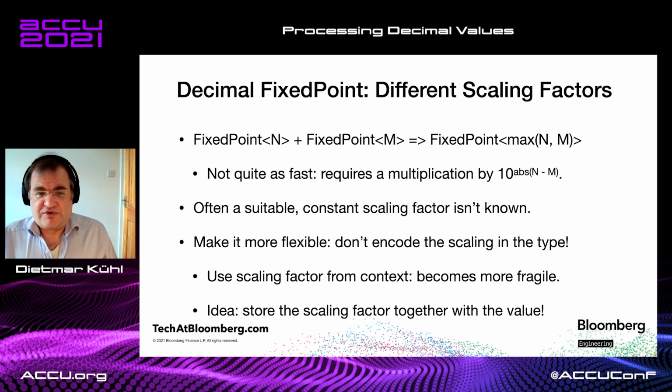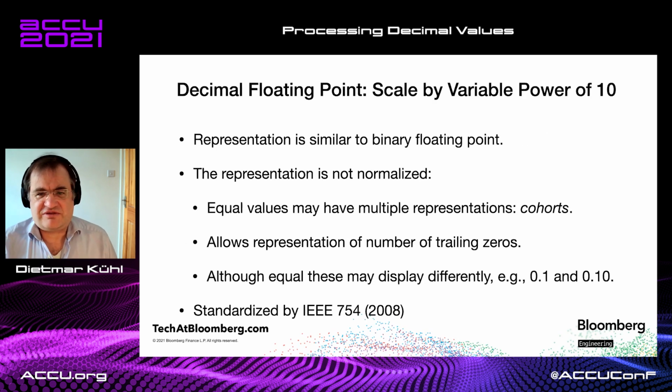So what about the following idea? Well, we take the fixed point thing and we just store the scaling factor in it. That's just a brilliant idea. It should be fine. Well, yes, it has a name. It's called decimal floating point. This is basically nothing else than the same thing as a fixed point thing, but instead of having a fixed scale, we just use a variable scale.